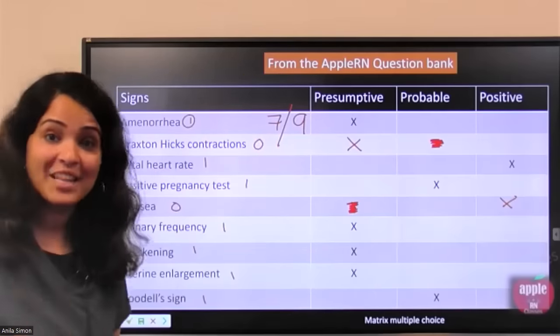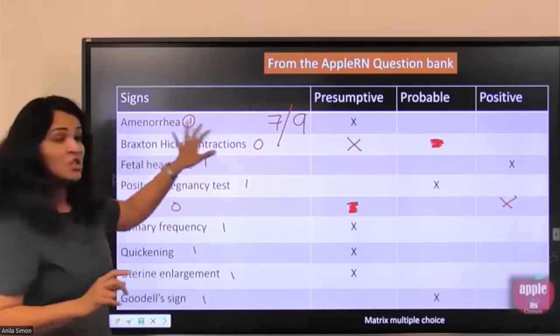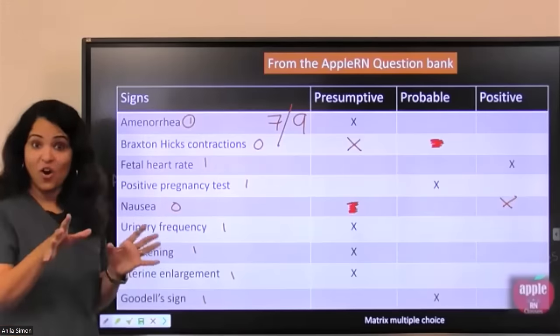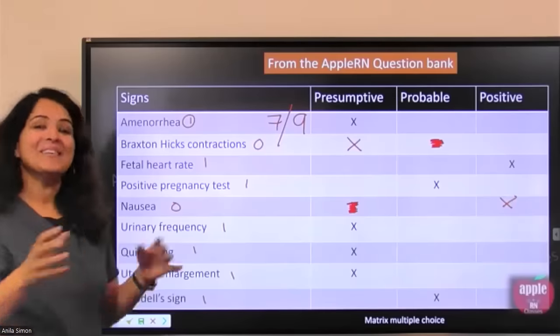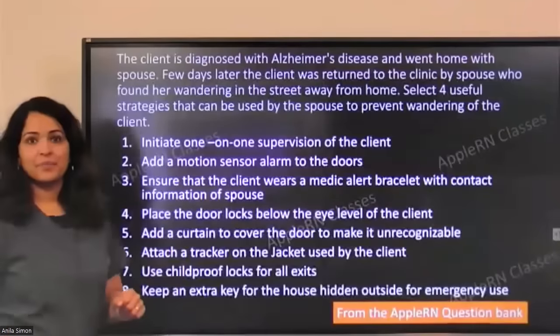There is no negative marking here. It's just like any other multiple choice. Each row is considered as its own, and you get either 0 or 1. Now let's look at another question, right?